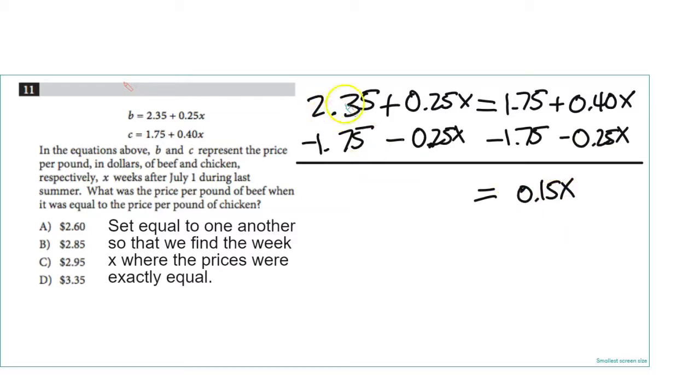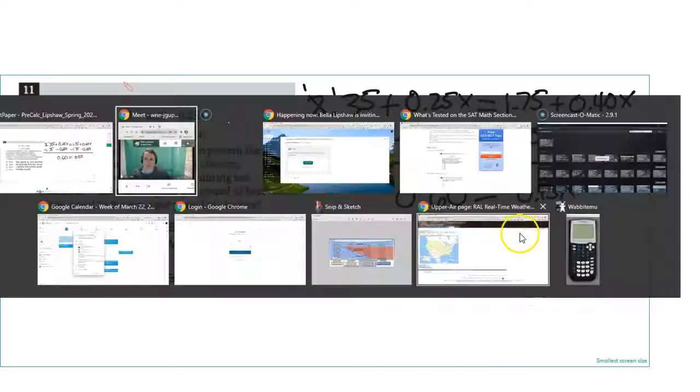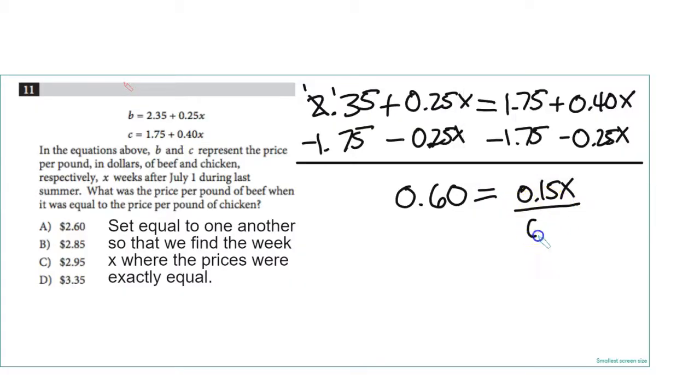And then what's 2.35 minus 1.75? So 5 minus 5 is 0. 3, you can't take away 7, so let's make that a borrow. It's going to be 60 cents, 0.60. Exactly. And then how do we solve for x? Divide both sides by 0.15. Okay, what should we get for x?